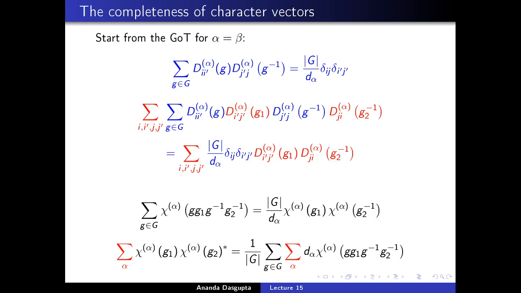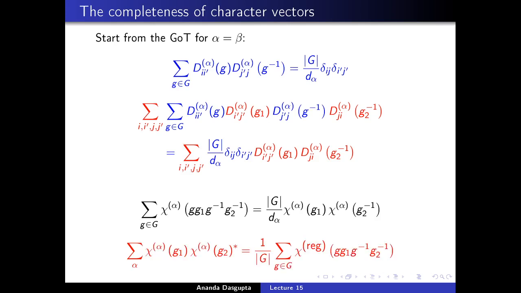What about the right-hand side? On the right-hand side, what we have is a quantity which is a sum over all alpha of d alpha, chi alpha of a particular thing. But if you remember, the regular representation contains all irreducible representations exactly as many times as the dimensionality of that representation. So the sum over alpha d alpha chi alpha for some group element is nothing but the regular representation character chi reg of this group element g1, g inverse, g2 inverse.